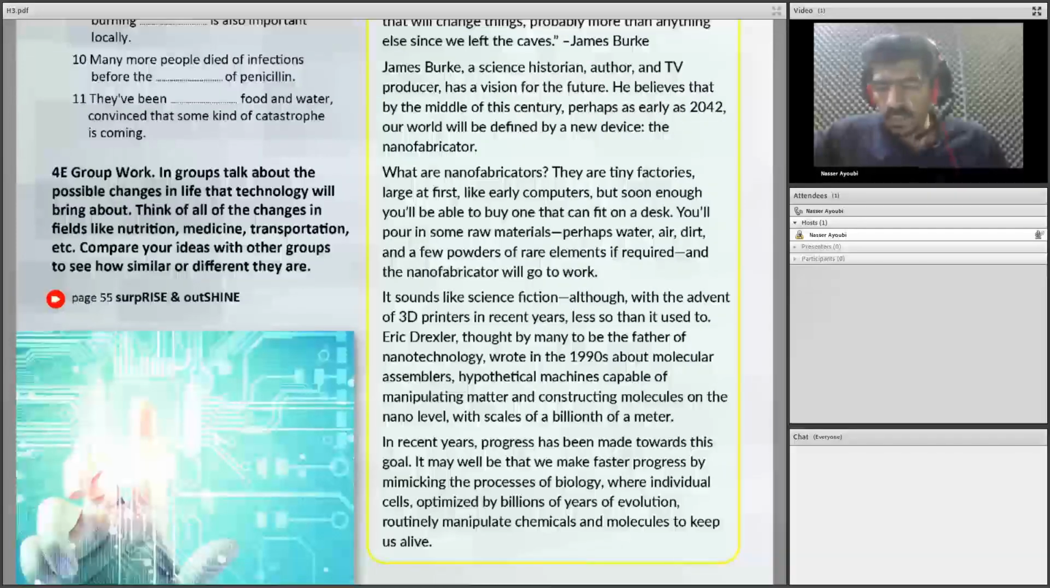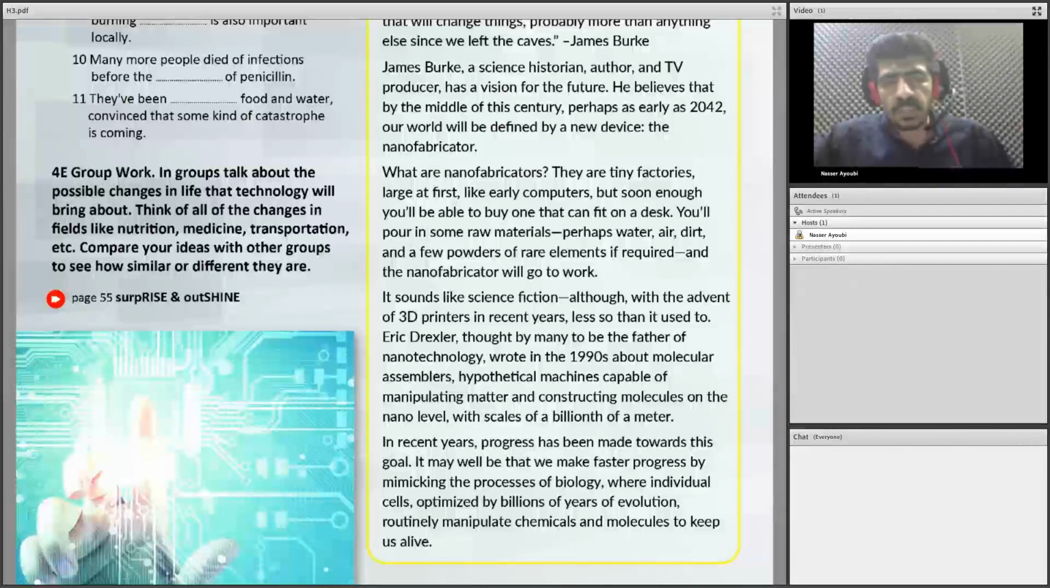In recent years, progress has been made towards this goal. It may well be that we make faster progress by mimicking the processes of biology where individual cells, optimized by billions of years of evolution, routinely manipulate chemicals and molecules to keep us alive.